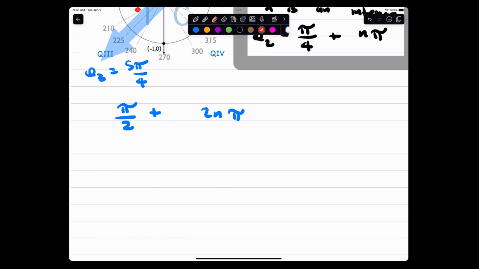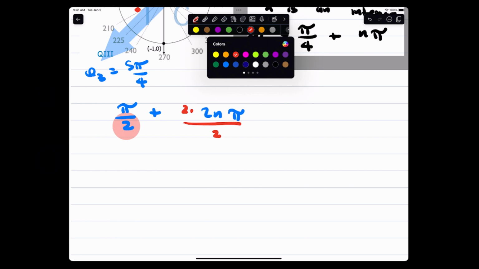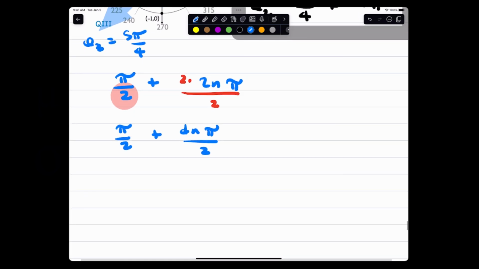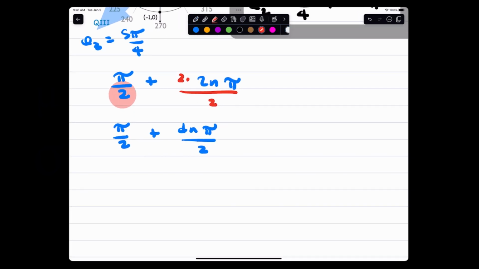What's your denominator here? 2? Write the top times 2, the bottom times 2. That's 4n pi over what? Over 2. All right, you guys okay with that?